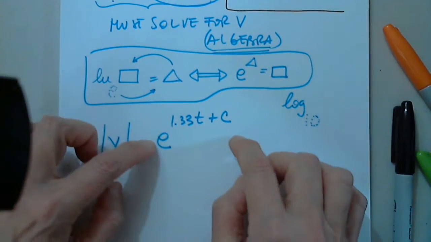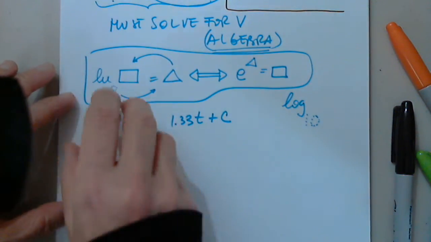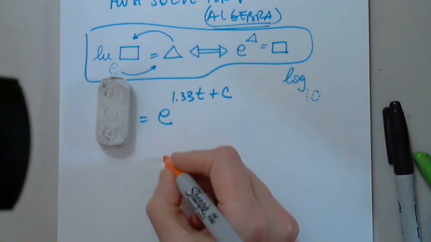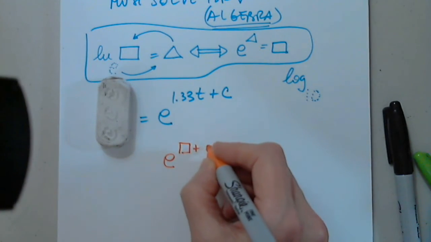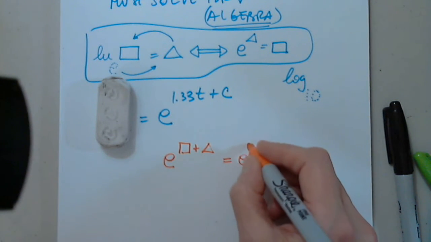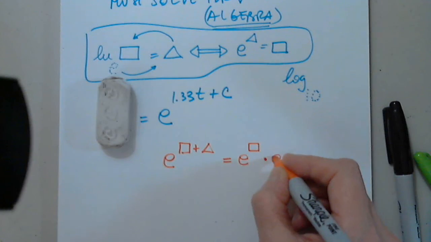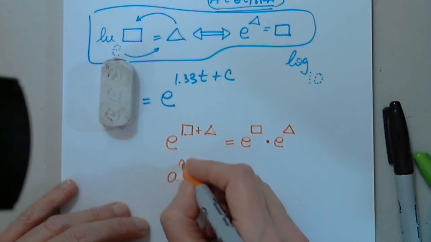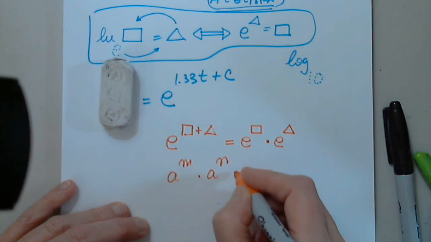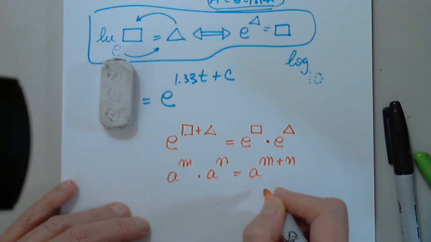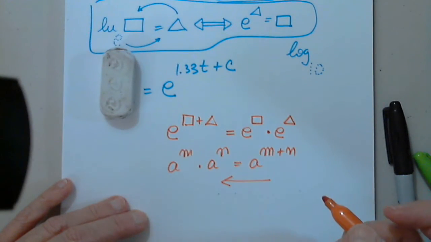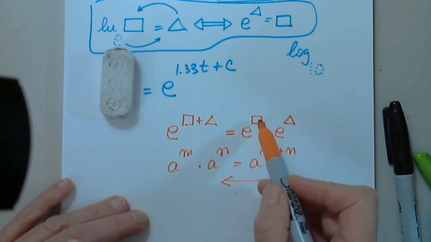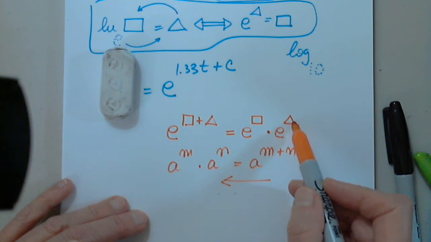Now, on this side, so again, don't look at this side. I don't want you to get confused. I'm focusing on this side for a moment. We know that e to a power plus another power can be written as e to the first power multiplied by e to the other power. How do I know? Because a raised to m times a raised to n equals a raised to m plus n, and I can go back. So if I have e to a plus b, I have e to a times e to b. Okay?